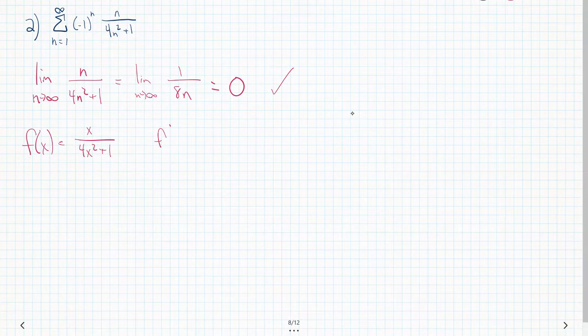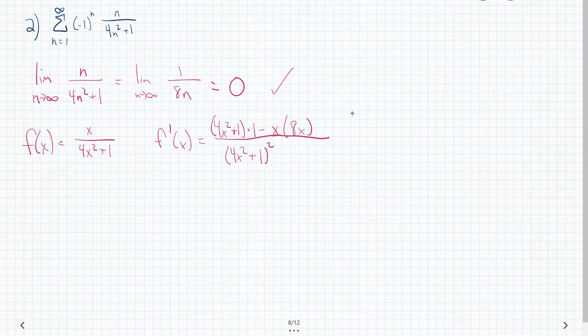So how do we show decreasing? Well, we take the derivative. And so what happens here? Well, we get 4x squared plus 1, the quantity squared. That means we take the 4x squared plus 1, drop it up top. Derivative of the top is just 1 minus, and then we have the numerator times the derivative of the bottom. So the derivative of the bottom would be 8x. Notice if we simplify this, we're going to get 4x squared plus 1 minus 8x squared. Well, that makes 1 minus 4x squared up top over 4x squared plus 1, the quantity squared.